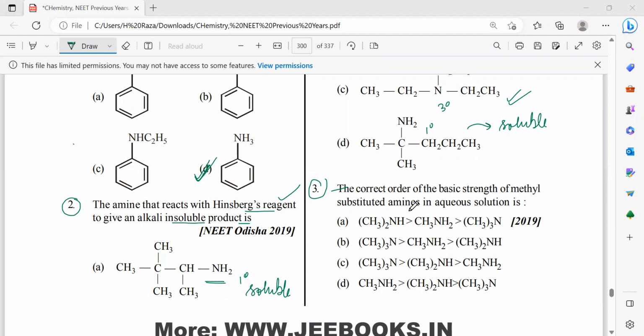Question number 3. Very good. So this is your R is methyl, and as I told you, whether it is methyl or ethyl, it will be 2 degree. If it is methyl, then the second is 1 degree, then comes your 3 degree. So you can see, methyl, this is your 2 degree, this is your 1 degree, this is your 3 degree. So the option will be A. Very good.